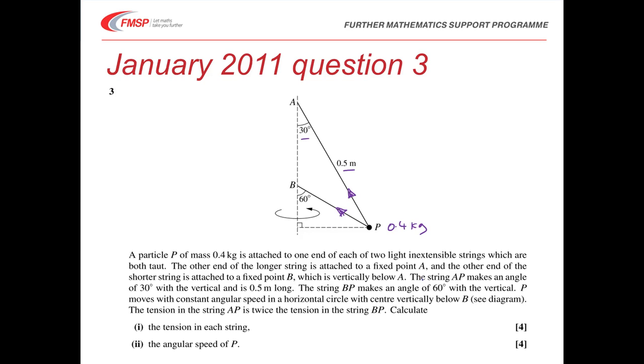It tells us the string AP makes an angle of 30 degrees with the vertical and is 0.5 meters long. It doesn't tell us the length of string BP, but it does tell us the angle, and this is all shown in the diagram. Here's a crucial piece. The tension in the string AP is twice the tension in the string BP. So if that tension is T, this tension is 2T, and we should need that fact because the first thing we're asked is what is the tension in each string. Then once we've established those tensions, we're asked what is the angular speed of P.